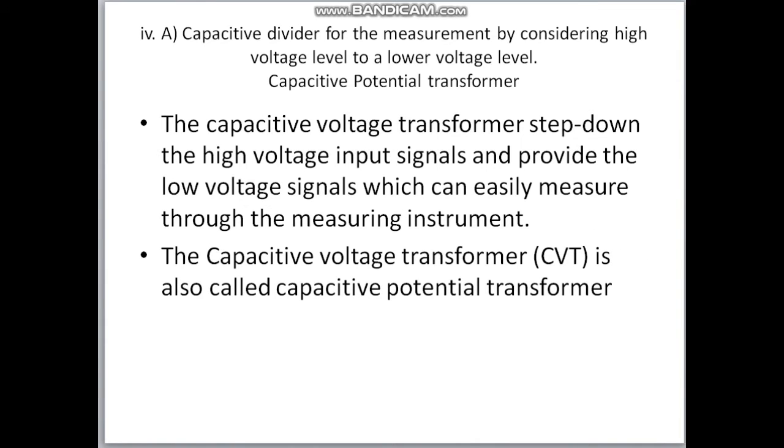For question 4a, a capacitive divider for the measurement reduces the high voltage level to a lower voltage level. The capacitive voltage transformer is used to step down the high voltage input signals and provide low voltage signals which can easily be measured through the measuring instrument. The capacitive voltage transformer can also be called a capacitive potential transformer.